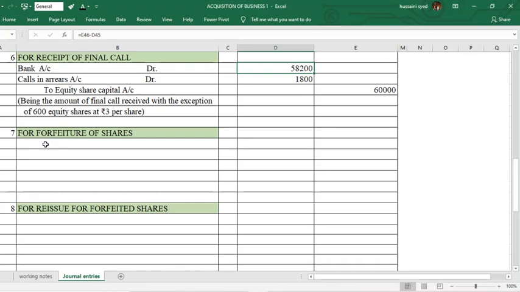What is the journal entry for forfeiture of shares? Forfeiture means cancellation of the shares. When the company issues the shares, its share value is going to increase. The capital value will increase. At that time we credit it, but in this case the company is going to cancel the share, so the share capital value is going to get reduced. So when it reduces, we have to show the opposite balance. The capital amount, we are going to debit it.